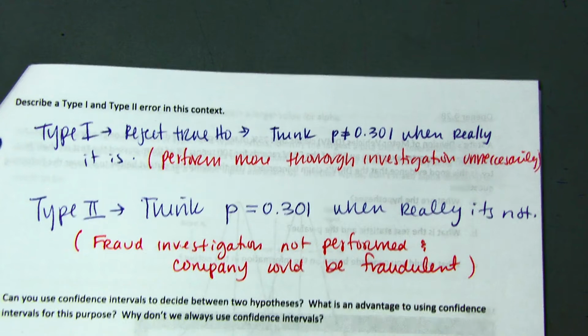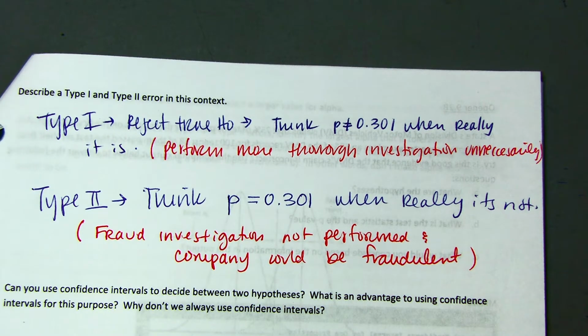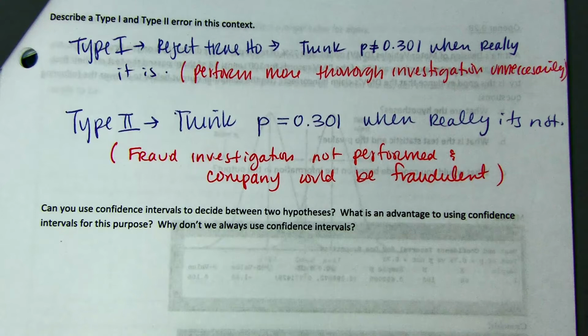Sometimes you're asked to decide which one is more serious. In the case of the drinking water, I think the death was most serious. Here, I would think that the type 2 error would be most serious. The company could be acting fraudulently and it wasn't caught, as opposed to performing a thorough investigation unnecessarily. While that would cost more money, I think the type 2 error in this case would be the more severe. So sometimes you are asked to make a decision about which one you think is more severe.